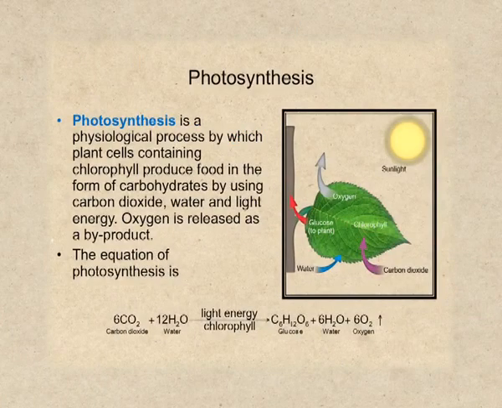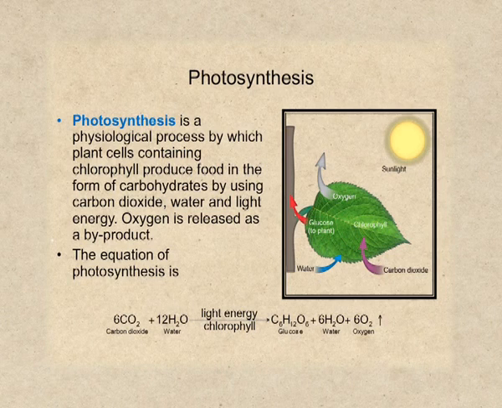The definition of photosynthesis is very important. Hence, I am repeating the definition for you again. It is a physiological process by which plant cells containing chlorophyll produce food in the form of carbohydrates by using carbon dioxide, water and light energy. Oxygen is released as a byproduct.